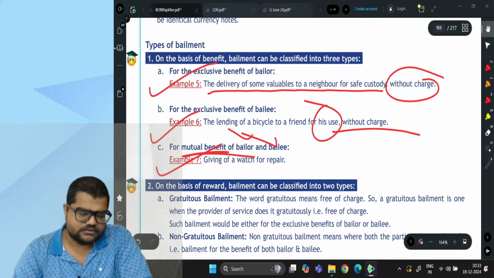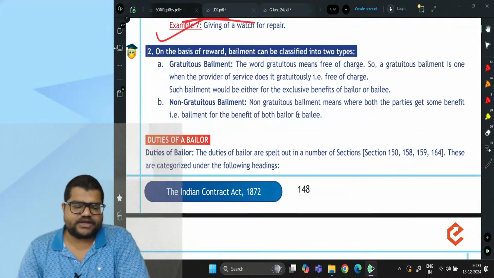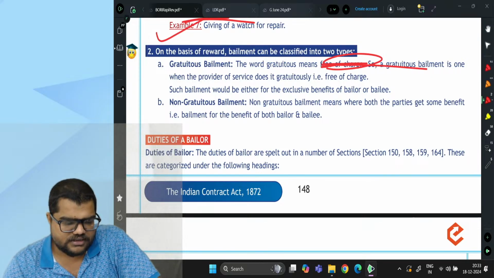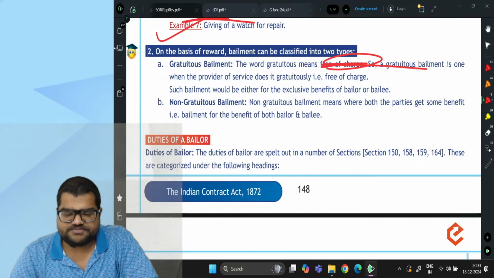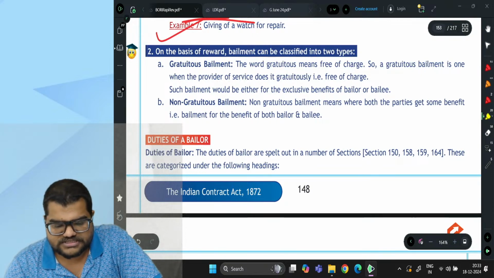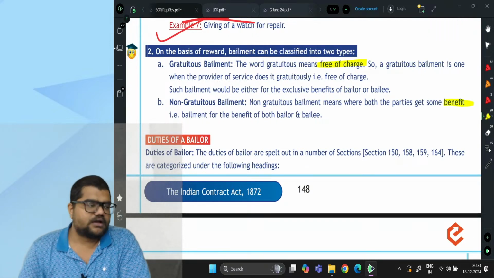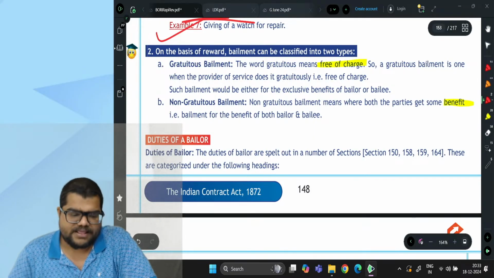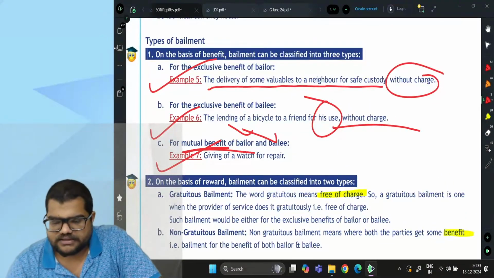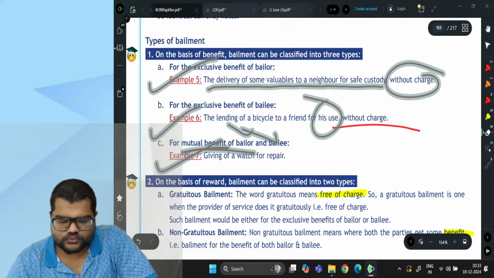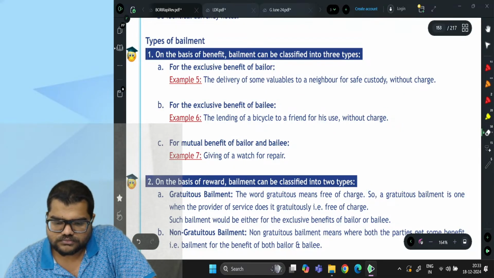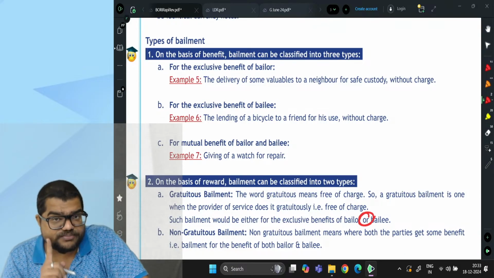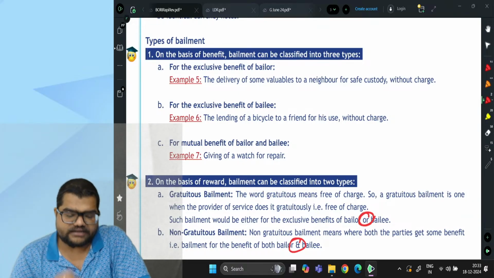Moving forward, on the basis of reward, bailment can be classified into gratuitous and non-gratuitous. Gratuitous obviously means free of charge, and non-gratuitous basically means business, which involves some benefit or the other. So this is free of charge and this is some benefit. Now, if you focus on small points, you will recognize this. When we are talking about gratuitous bailment, they have used the word 'or', I'll mark it for you. And when they are discussing non-gratuitous bailment, they have used the word 'and'.